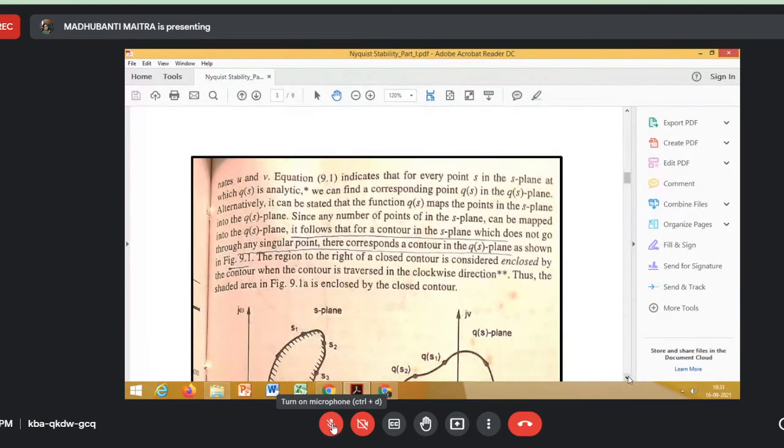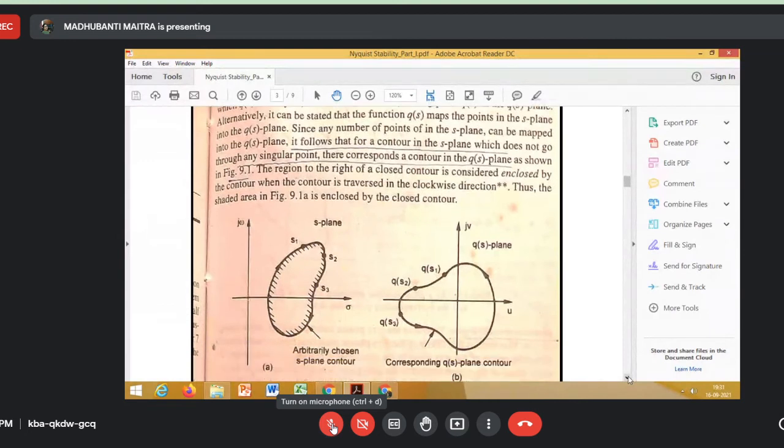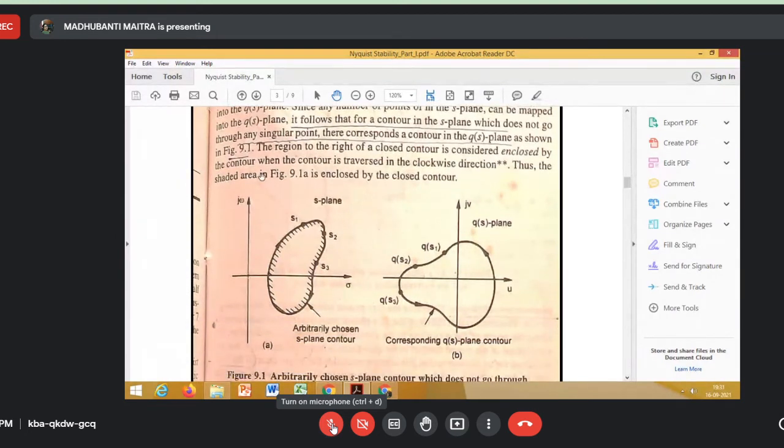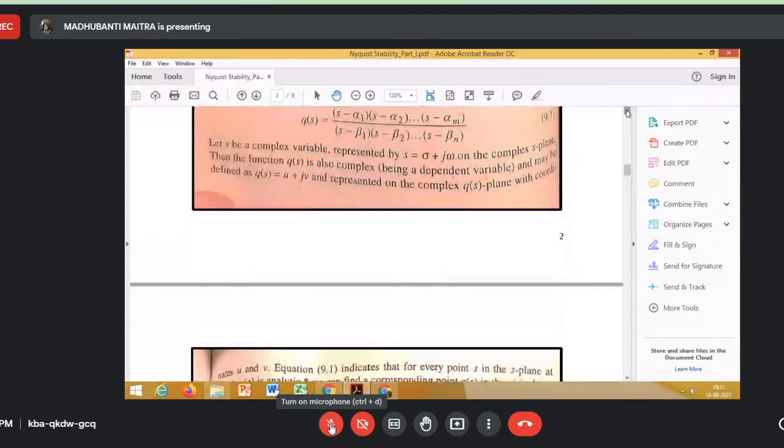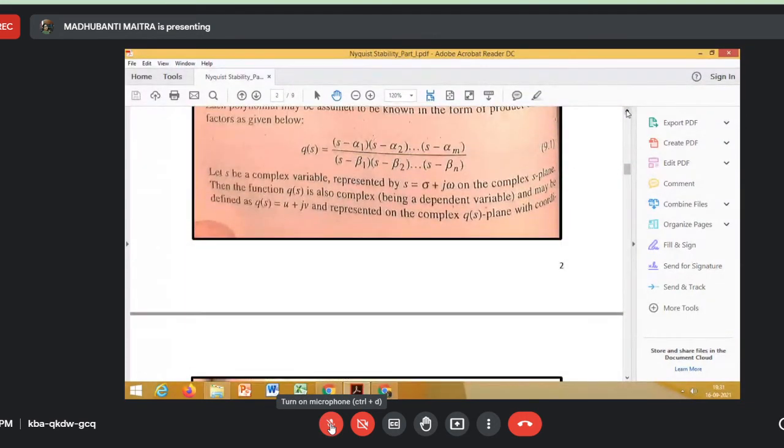Okay, now you can see these two planes. This is our S plane, sigma j omega, and this is the QS plane. From a point on the S plane, we can move to a point on the QS plane, and the mapping function will be this QS governed by this equation. Clear?